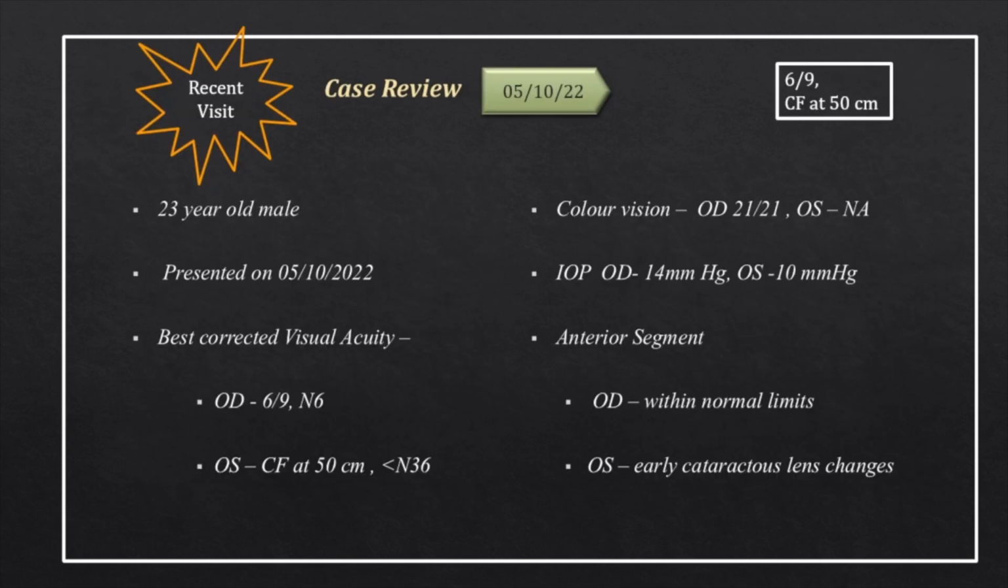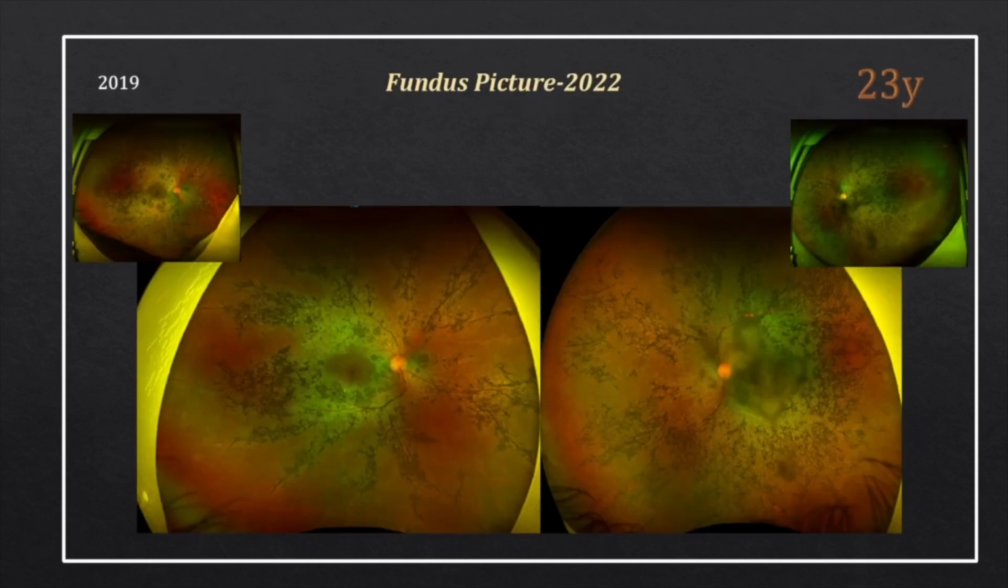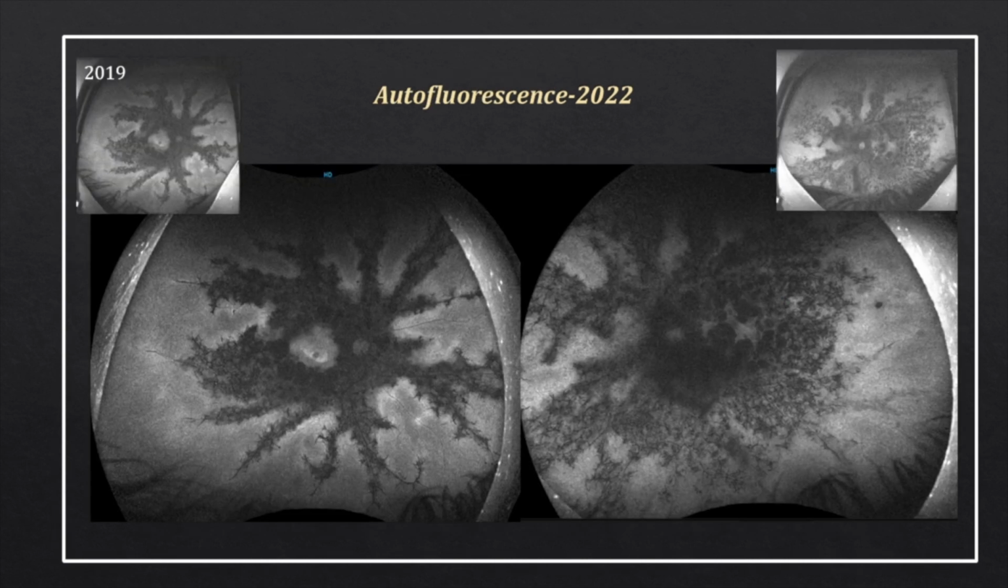Coming to the recent most visit, which was on 5th of October 2022, when he was 23 years of age, we can see that the right eye vision was 6/9 maintained, and the left eye also was maintained at counting fingers 50 centimeter. The color vision was normal, anterior segment normal, except for early cataractous changes in the left eye. And this was the fundus picture as compared to the 2019 picture, where we can see very minimal to subtle progression probably in these areas as compared to the last visit.